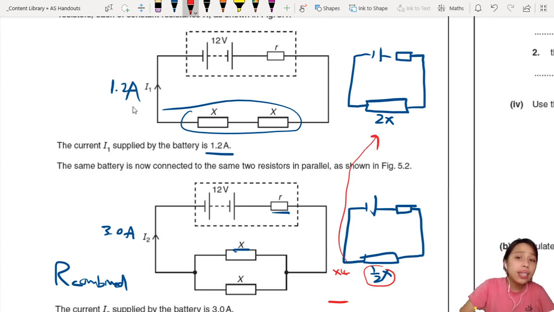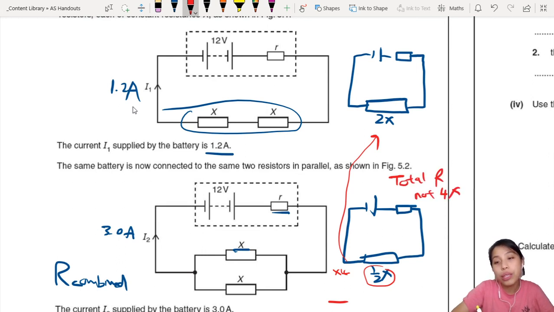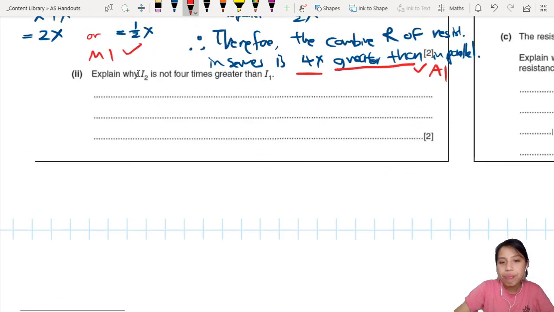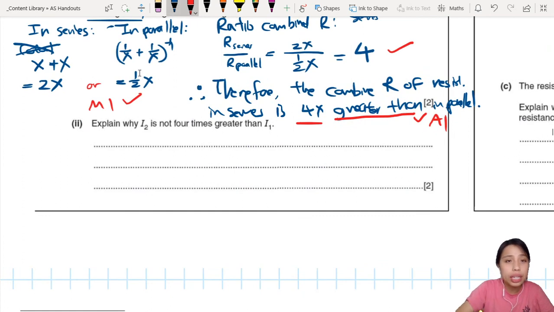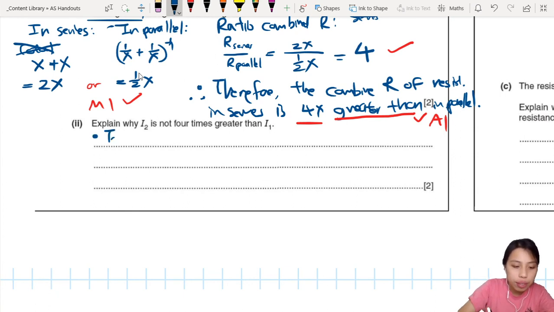That's true. But that's not the total resistance times 4. Total R is not 4 times greater because you have this R resistor here that didn't change at all. So only this one times 4. This one didn't times 4. So you cannot say that the current will also change times 4 because of internal resistance. So you want to say the total resistance.